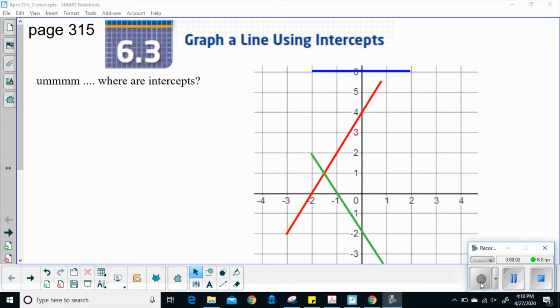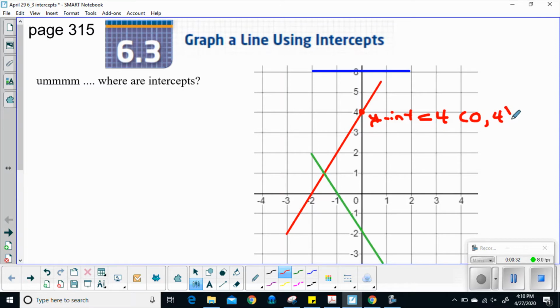All right, as we continue to look at linear equations, today we're going to talk about graphing a line using just our intercepts. So first off, before we can even graph a line looking at intercepts, let's remember what an intercept is. If I look at my red line here, my y-intercept is where I cross my y-axis. In this case, my y-intercept is going to be 4. So it has the ordered point (0, 4), because a y-intercept is when x is 0.